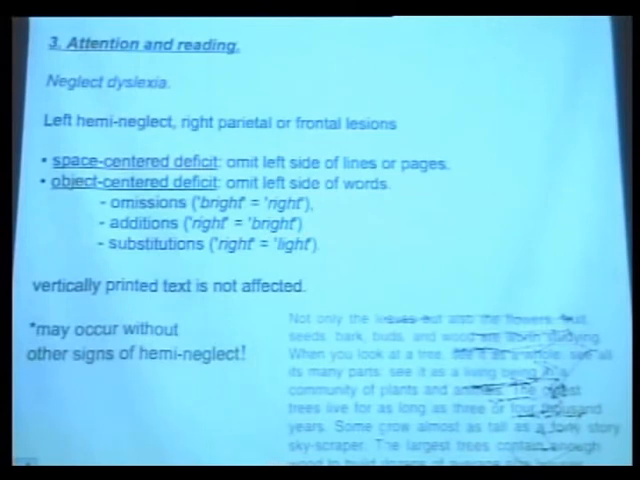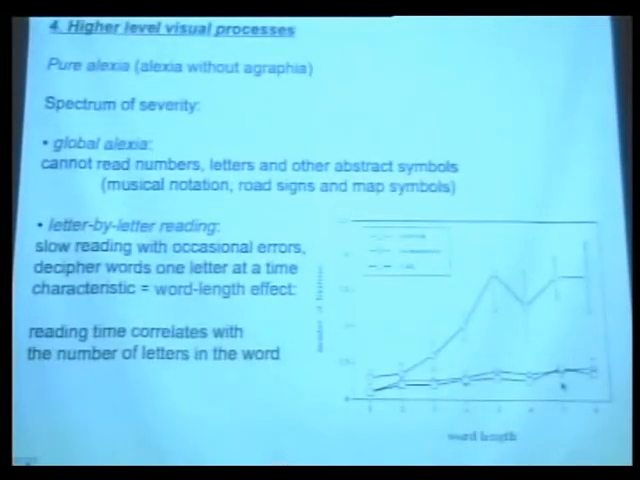This is an example of the eye movements of somebody trying to read this page. You can see they don't go all the way to the left margin, and as time goes by and they read more lines, they end up just reading the words on the right side of the page, period. Okay, but once you get past the attention thing, high-level visual processes.